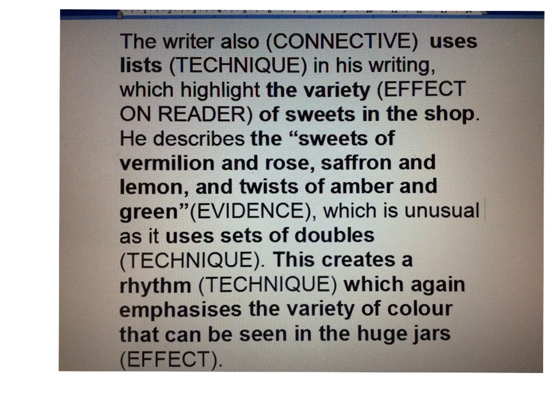The writer also, which is a connective, uses lists, which is a technique, in his writing, which highlight the variety, that's the effect on the reader, of sweets in the shop. He describes the sweets of vermilion and rose, saffron and lemon, and twists of amber and green, there's your evidence, which is unusual as it uses sets of doubles, a technique again. This creates a rhythm, which is another technique, which again emphasises the variety of colour that can be seen in the huge jars. And there you've talked about the effect.